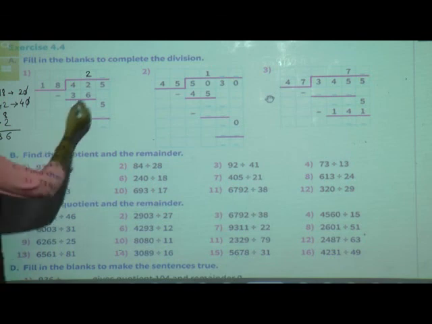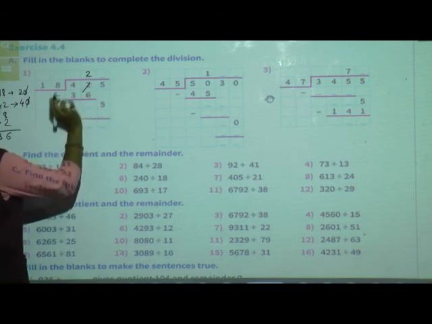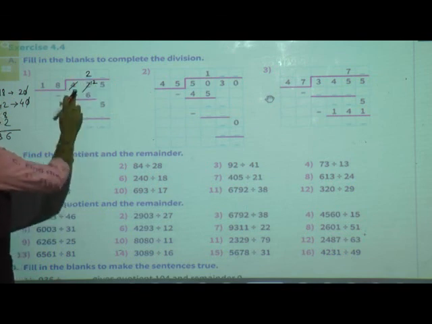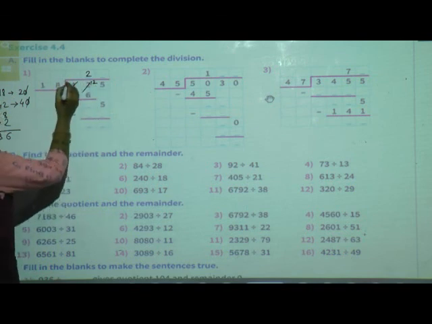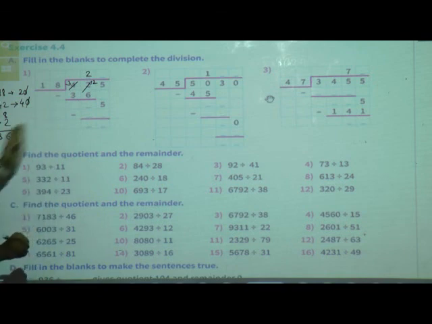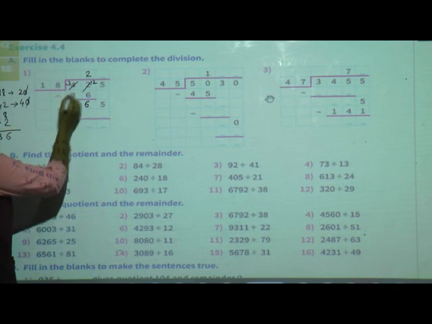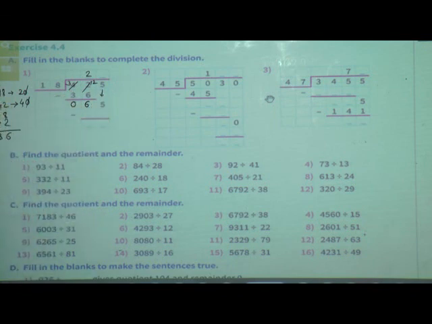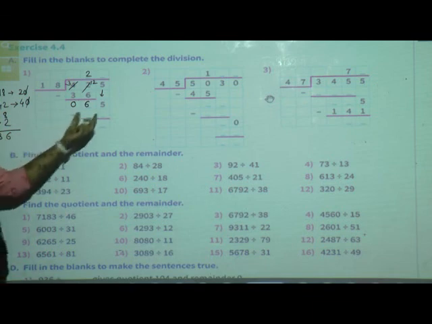Okay, and do the subtraction. 2 minus 6 we can't, so take a borrow from the neighbor. The neighbor has 4, he will give 1, and 3 will remain. Now 12 minus 6 is 6. 3 minus 3 is 0. Now bring down 5. Already they have taken it. Now we have to find out whether 65 is there in the 18 table or not.